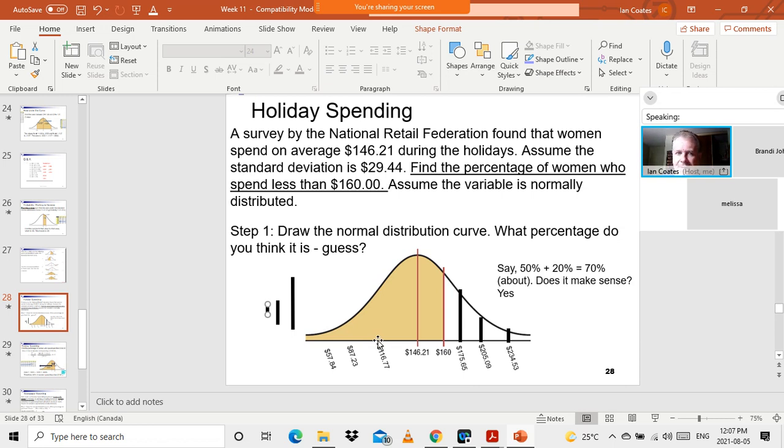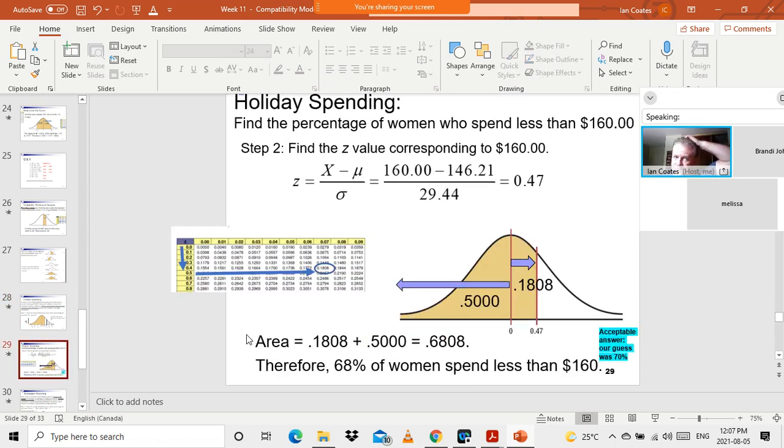Okay. All right. So, same question. Let's go. So we want to find the percentage of women who spent less than $160. Use your Z formula. $160 minus 146.21, that was your mean given, and divided by your standard deviation, we got 0.47.